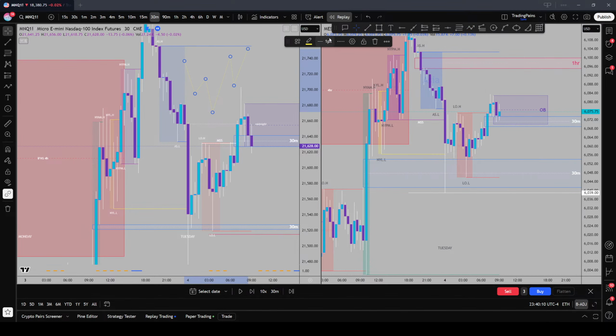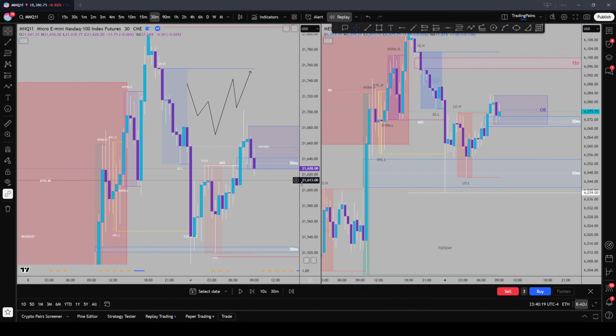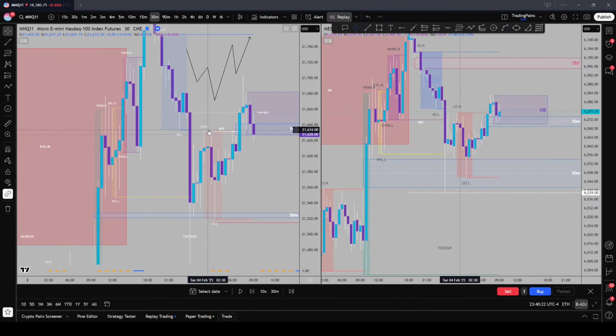So this is the model we want to look for. So we have a low. We have a low. We have a high. We have a low. We have a high. And we have a low. So what we're seeing here is not a breaker block, rather it is a mitigation block. So here, this is what we're seeing.